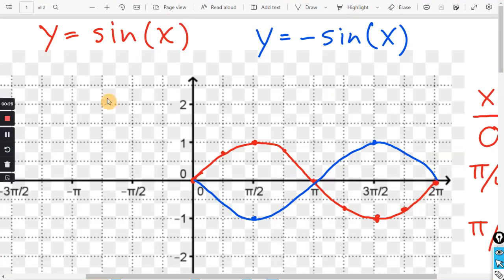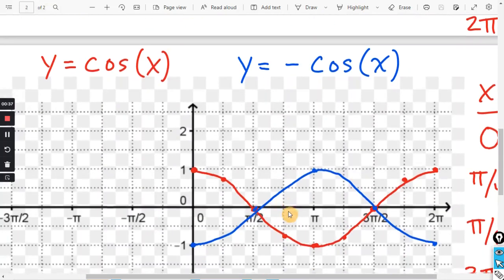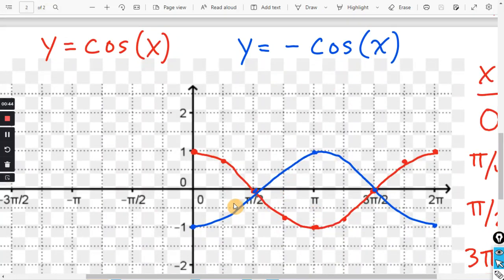So you need to be familiar with y equals sine of x and y equals negative sine of x. Those are right here in red and blue. And you also need to be familiar with the graphs of cosine of x and negative cosine of x. Again, both in red and blue. And I have a separate video on those 4 graphs.